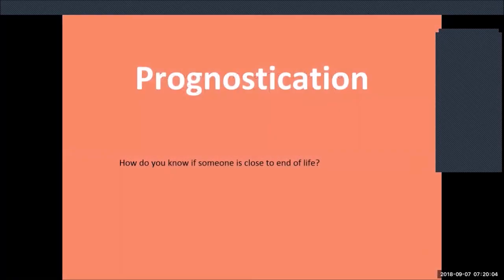So let's start with prognostication. How do you know if somebody's close to the end of life? How do you know he's dying? And we get this question all the time.